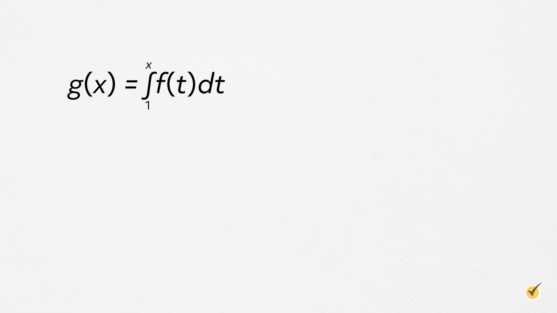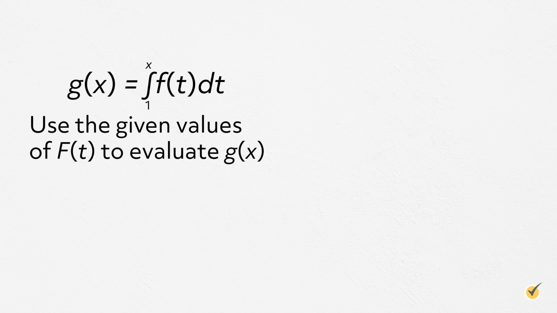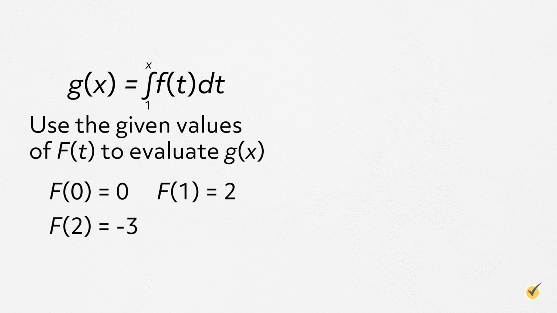Suppose g of x is equal to the integral from 1 to x of f of t dt. Use the given values of big F of t to evaluate g of x. Big F of 0 is equal to 0, big F of 1 is equal to 2, big F of 2 is equal to negative 3, and big F of 4 is equal to 5.